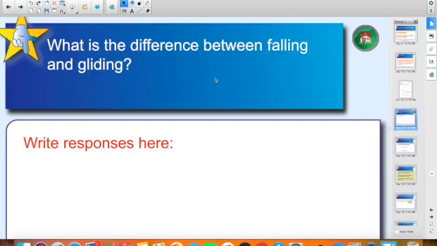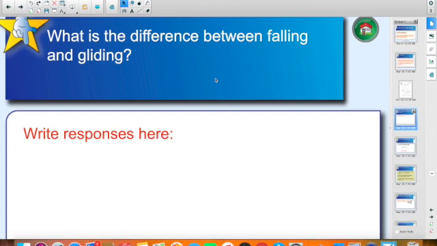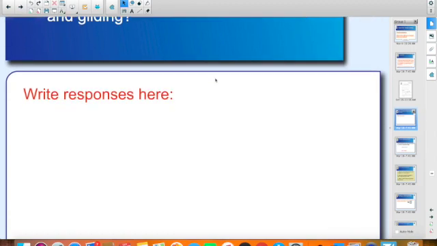So what's the difference between falling and gliding? We have asked this many times, and we've talked about the difference: gravity is pulling you straight down when you fall. Gliding is when air is providing lift to whatever that object is. When the air is providing lift with no external power, that is gliding.